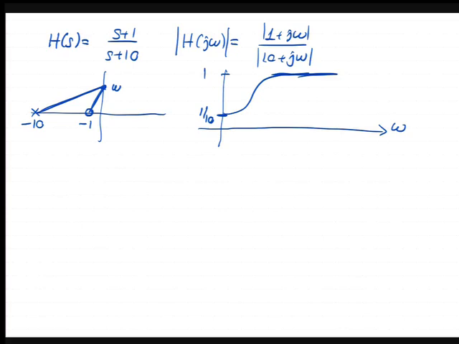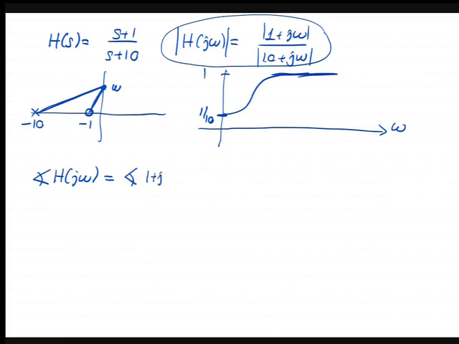You can also talk about what happens to the phase of these things. This formula applies to the magnitudes. For phase, what can you tell me about the phase of H of j omega? If you are dividing two complex numbers, the phase of the division is the phase of the top minus the phase of the bottom. So 1 plus j omega over 10 plus j omega, right?